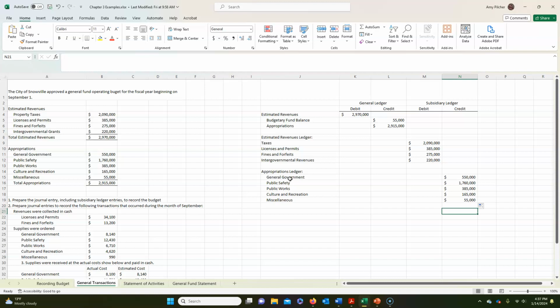Then in number 2, we're going to prepare journal entries to record the following transactions that occurred during the month of September. We're going to look at these different transactions, and we're going to record both in the general ledger and the subsidiary ledger. The first thing we have is that we have received cash and revenues.